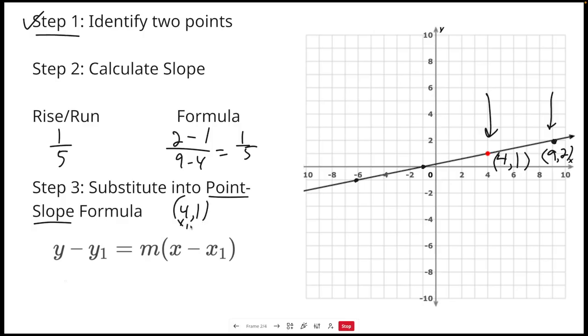So this is x1, y1, right? It's the first x and y that we're given. And so now we just plug in where stuff goes. So for example, y minus y1, we just said, is the number 1. So y minus 1 equals m, the slope. So we said the slope is 1/5, parentheses, x minus x1, which is 4, and we are done, okay? This is the equation of the line in point-slope form.